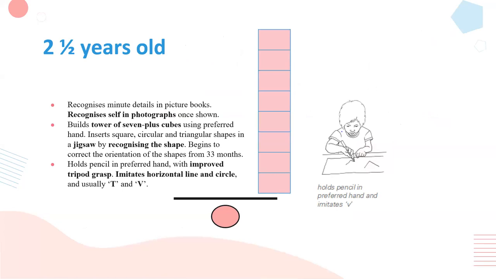For 2.5 years old baby, they started to recognize their self in the photographs because of the visual development. And also they will be able to build tower of more than 7 cubes. And they also will be able to complete a jigsaw by recognizing the shape. And their way of holding the pencil is improved, in which they have tripod grasps and they can imitate horizontal line, circle and T and V shape.